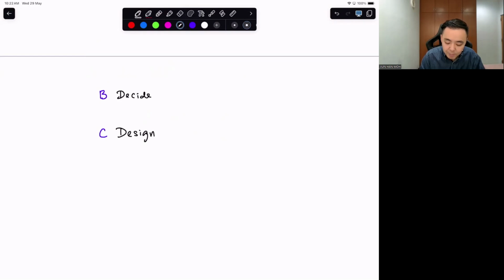Now, Section B, you will get a table. They will give you a table and then give you a situation. Say, oh, I got this problem. Choose one, choose the most suitable one, choose the best design. So, decide. You just have to choose based on whatever is provided. And to be honest, it's actually easier.